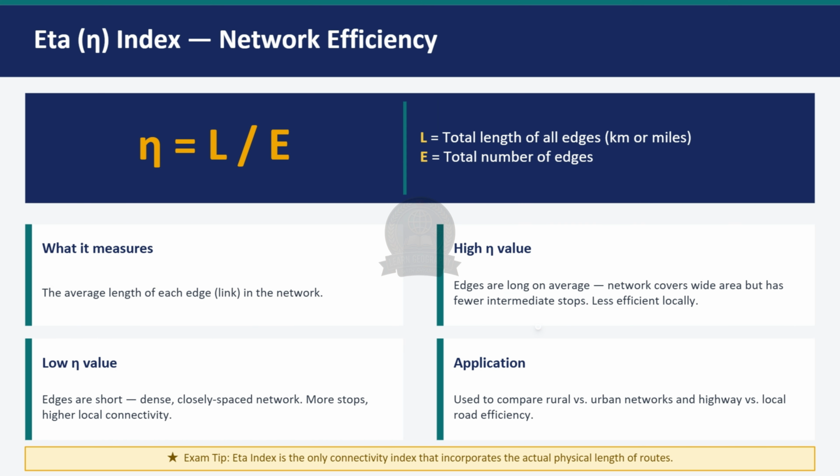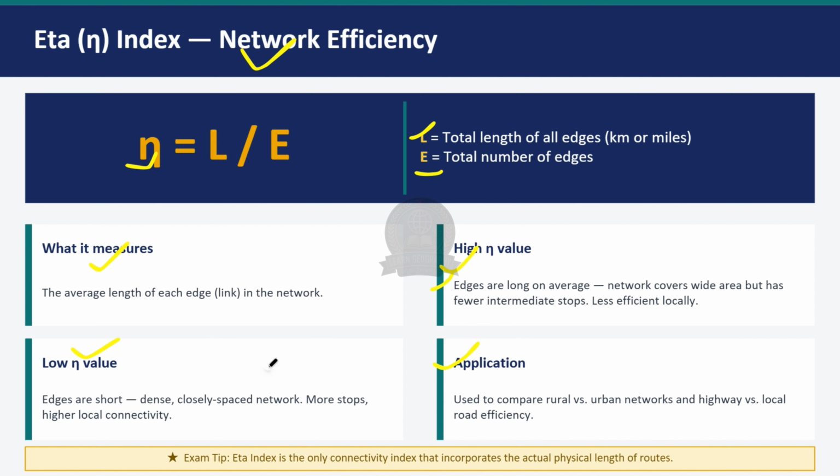This is the interpretation. Similarly, eta index, network efficiency. Eta is equal to L divided by E, where L is equal to the total length of all edges, in kilometers or miles, and E is equal to the total number of edges. It measures the average length of each edge or link in the network. A high eta value indicates edges are long on average, the network covers wide areas but has fewer intermediate stops, and is less efficient locally. A low eta value means edges are short, a dense, closely spaced network, with more stops and higher local connectivity. An application is used to compare rural versus urban networks and highway versus local route efficiency.